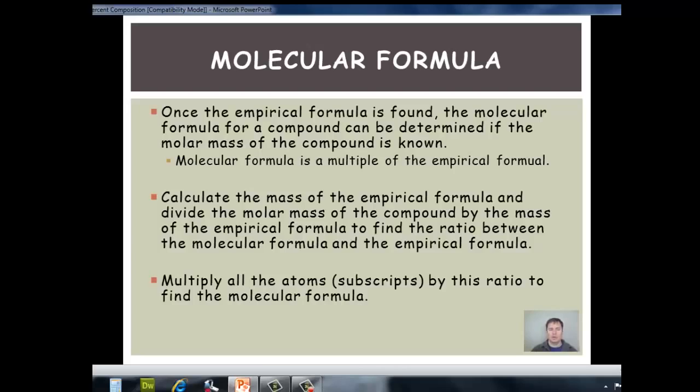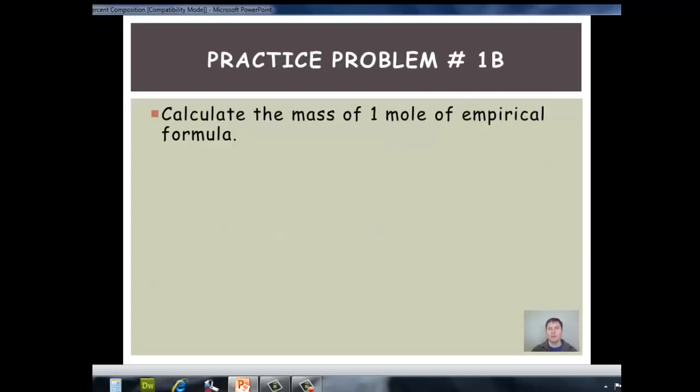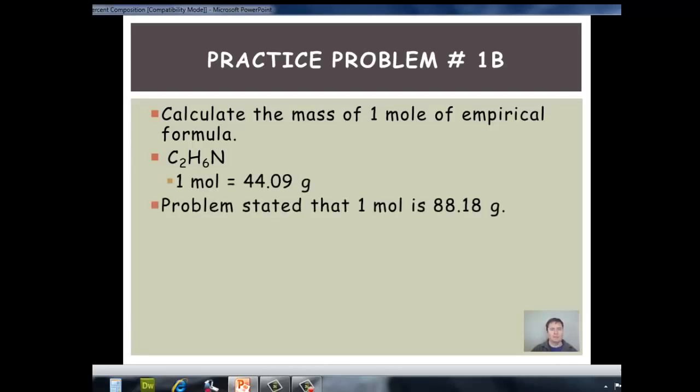So let's go ahead and look at what this would look like. Calculate the mass of 1 mole of empirical formula. There was our empirical formula, so we have carbon, which is 12.01, multiplied by 2. H is 1.01, and then nitrogen is 14.01. When we do this, we come up with an atomic weight of 44.09 grams for 1 mole of the empirical formula. The problem told us that 1 mole of the molecular formula weighed 88.18 grams.